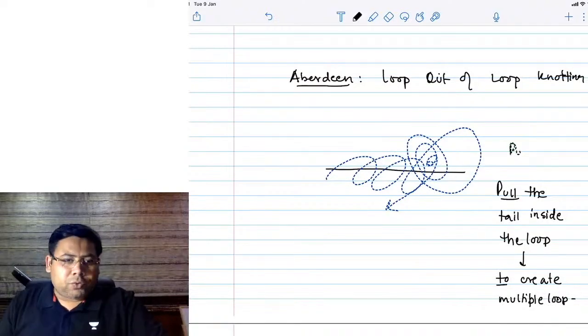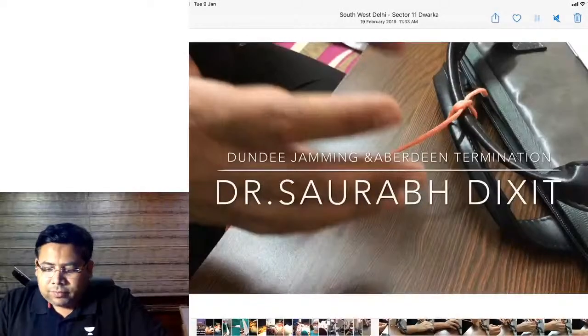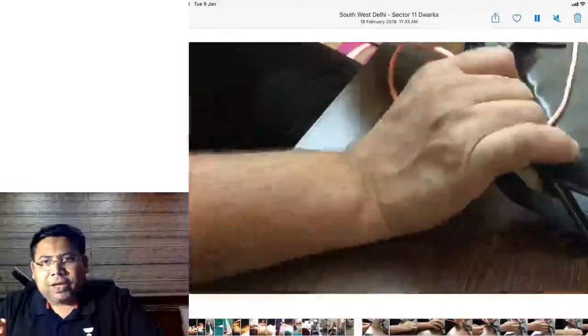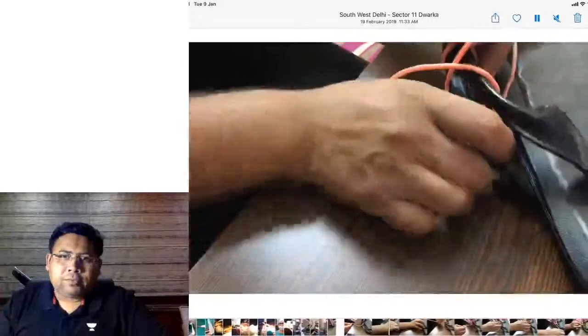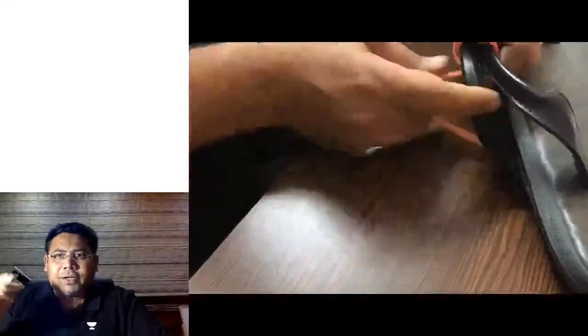Just see, I'll show this to you. Suppose I'm going to demonstrate this knot. So if I am doing a continuous suturing, I have taken one suture and then I have taken one more suture. So I am doing one suture after another.